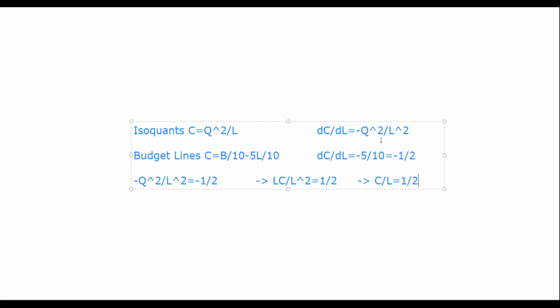And essentially that becomes L equal to 2C. So this becomes my expansion path. Is everybody clear on this derivation here? Your optimal expansion path is when you have labor equal to 2 times the capital. This is the path along which you should be expanding.